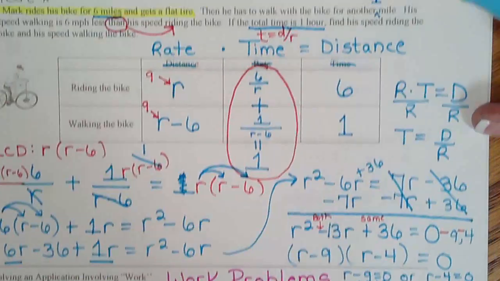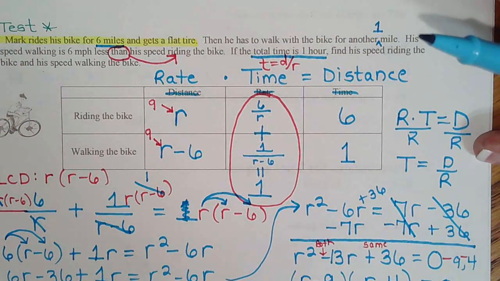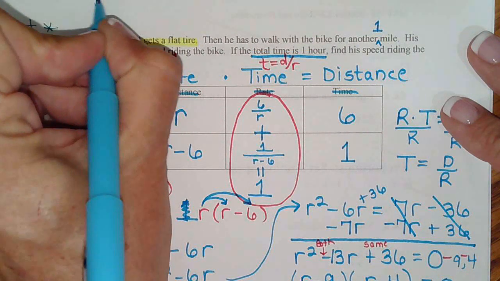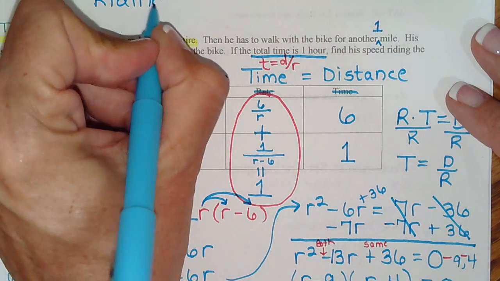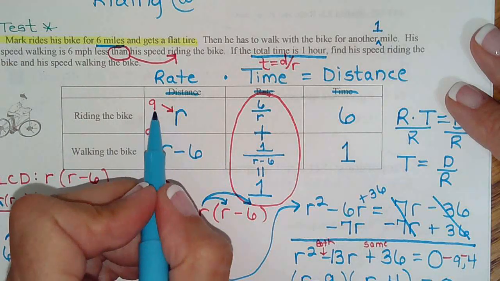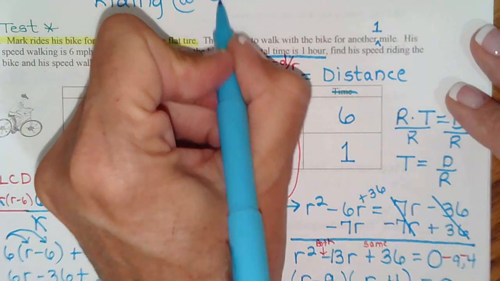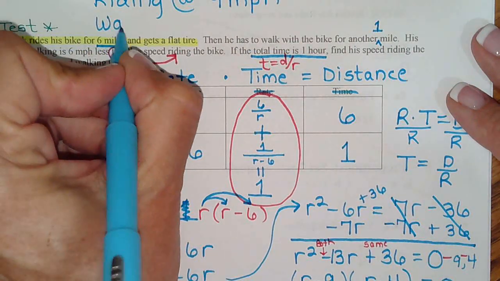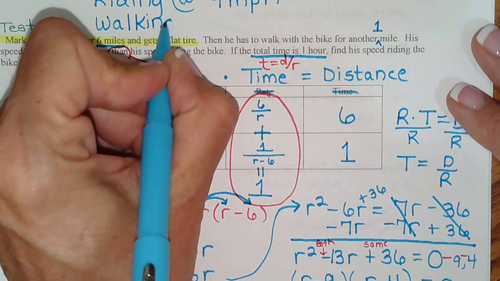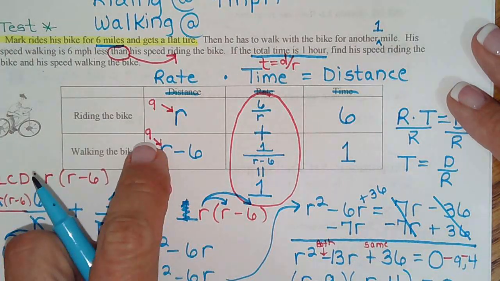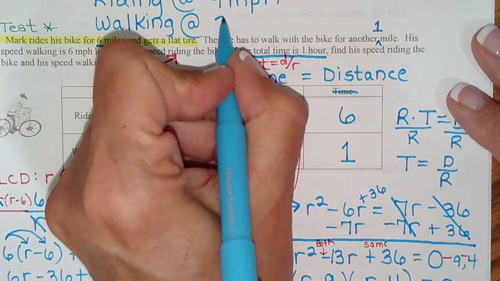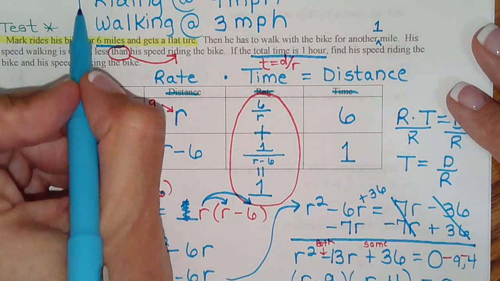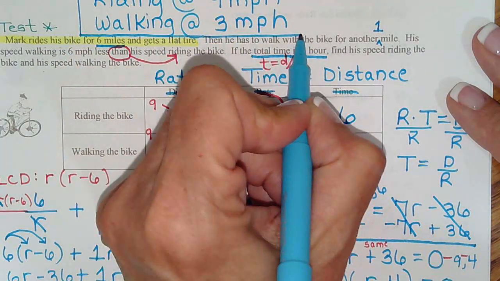So let's go up to the top, shall we, to answer the question. So riding, I like to write it like this, at, and then I go, oh, it's just 9, so 9 miles per hour. Walking, at 9 minus 6 equals 3 miles per hour. And there is the answer to my question.